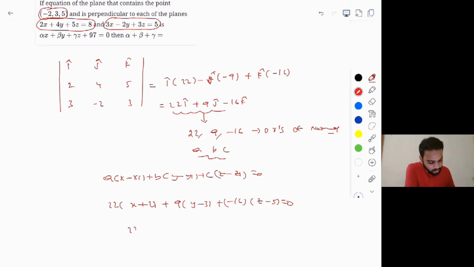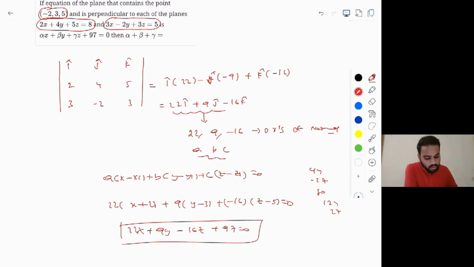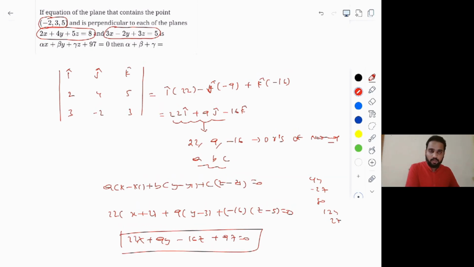You can expand completely, that is 22x plus 9y minus 16z. What about the constant terms here? 44 minus 27 and plus 80, which is 124 minus 27, that is exactly plus 97. Okay, so as you can see, it is given as alpha x plus beta y plus gamma z plus 97. So alpha, beta, gamma are nothing but 22, 9 and minus 16. So from there you can find out whatever they are asking. So as I told, it is one of the very important properties, that is a plane perpendicular to two given planes.